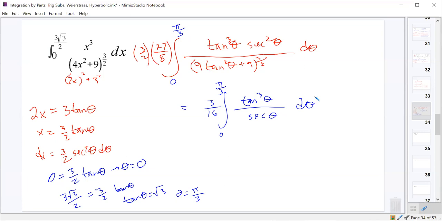Not good. Okay. And then what should we do from there? Can we put it into terms of cosine and sine? So 3/16, the integral from 0 to pi over 3. And now let's see, this is sine cubed over cosine cubed over 1 over cosine. So what should that become? It should become sine cubed theta d theta over cosine to the second power.